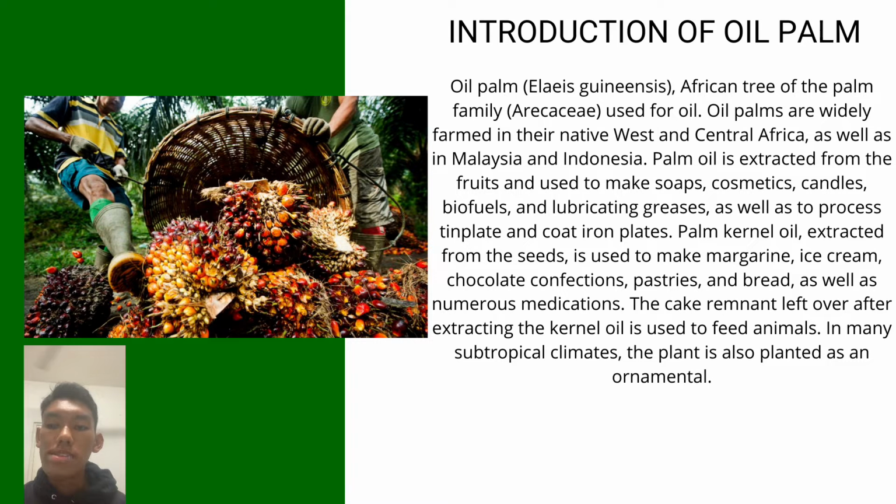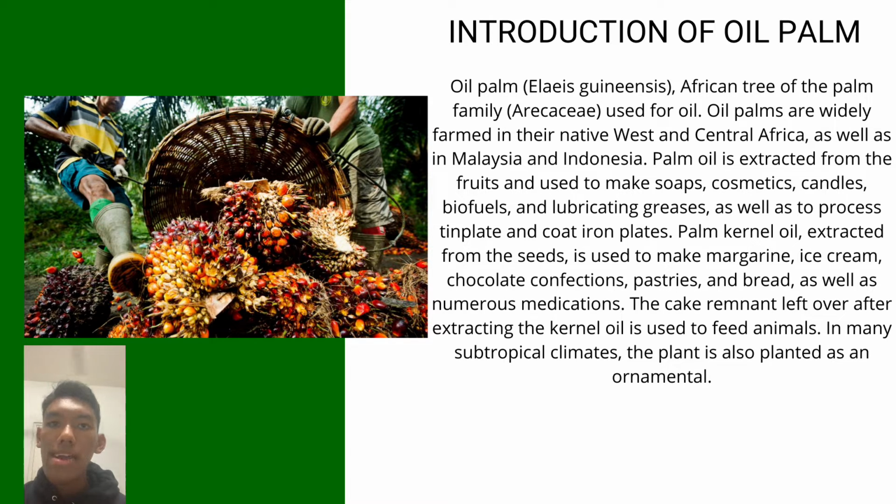Oil palm, scientific name Elaeis guineensis, is an African tree of the palm family, Arecaceae, used for oil. Oil palm is widely farmed in its native West and Central Africa, as well as in Malaysia and Indonesia. Palm oil is extracted from the fruit and used to make soap, cosmetics, candles, biofuel, and lubricating greases, as well as to process tin plate and cast iron plate.